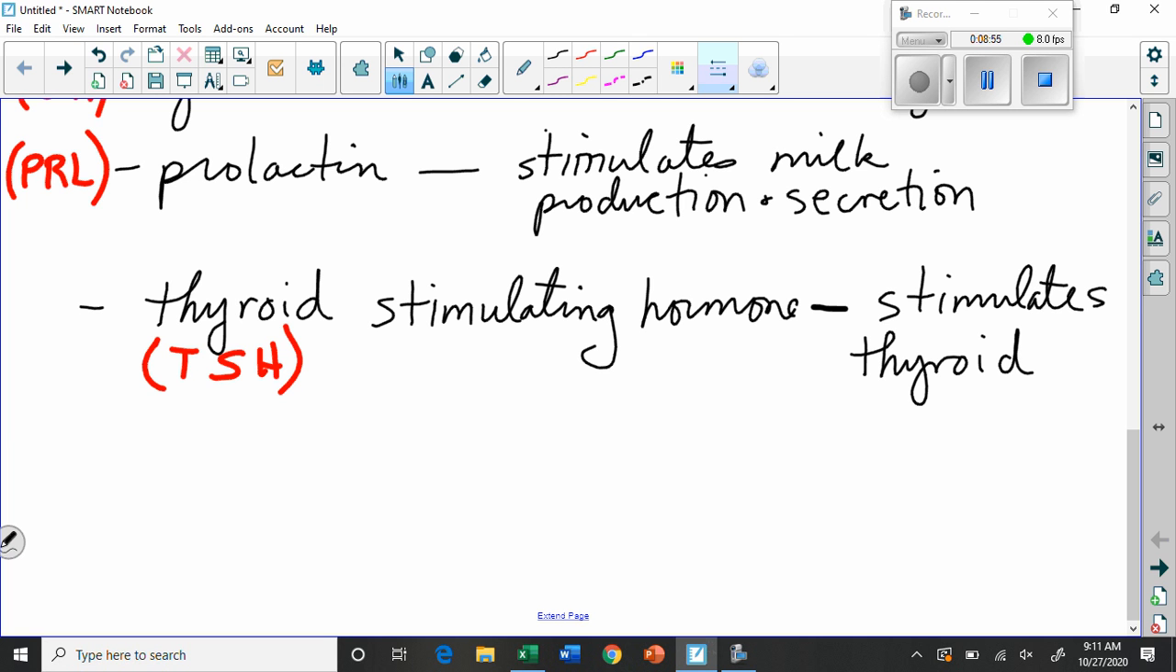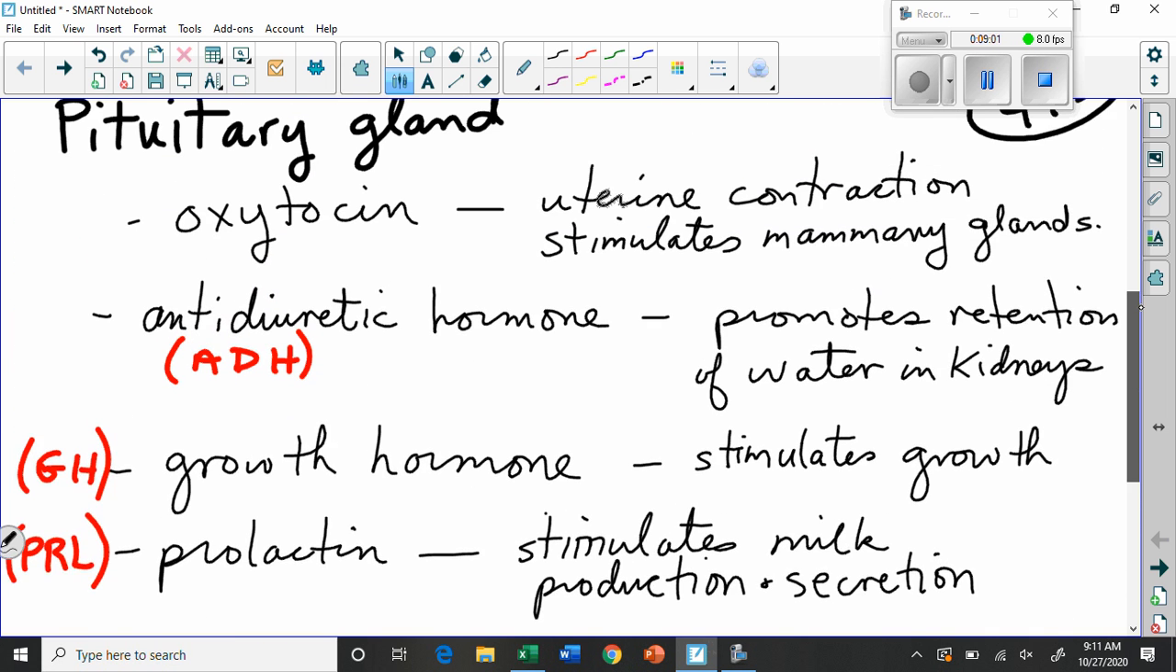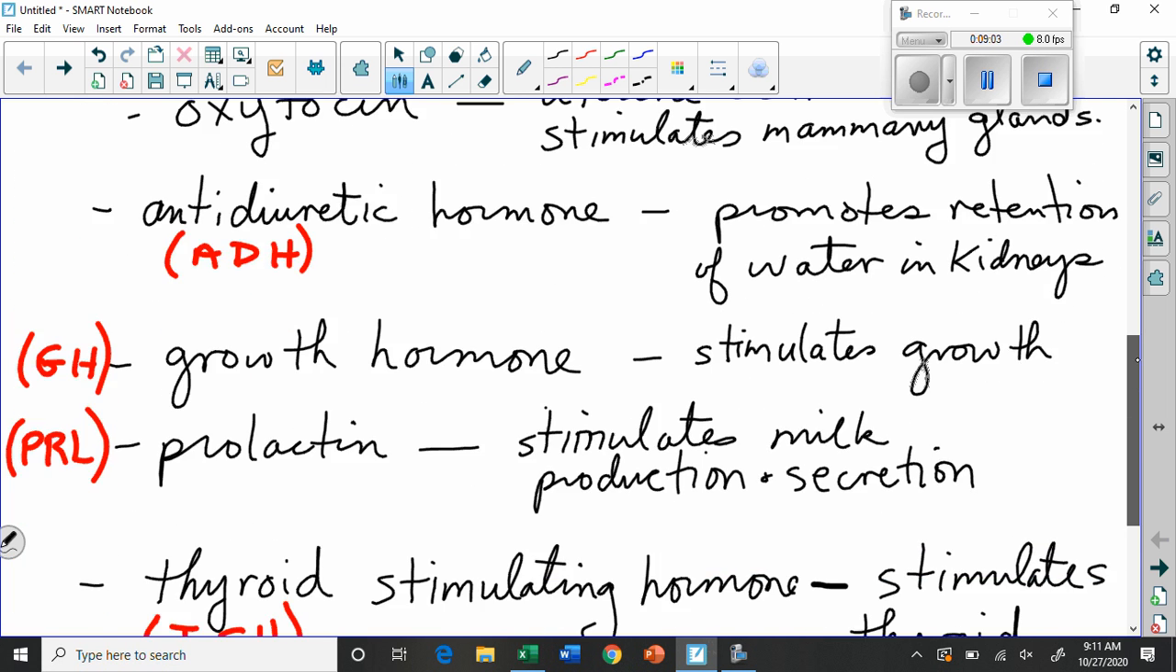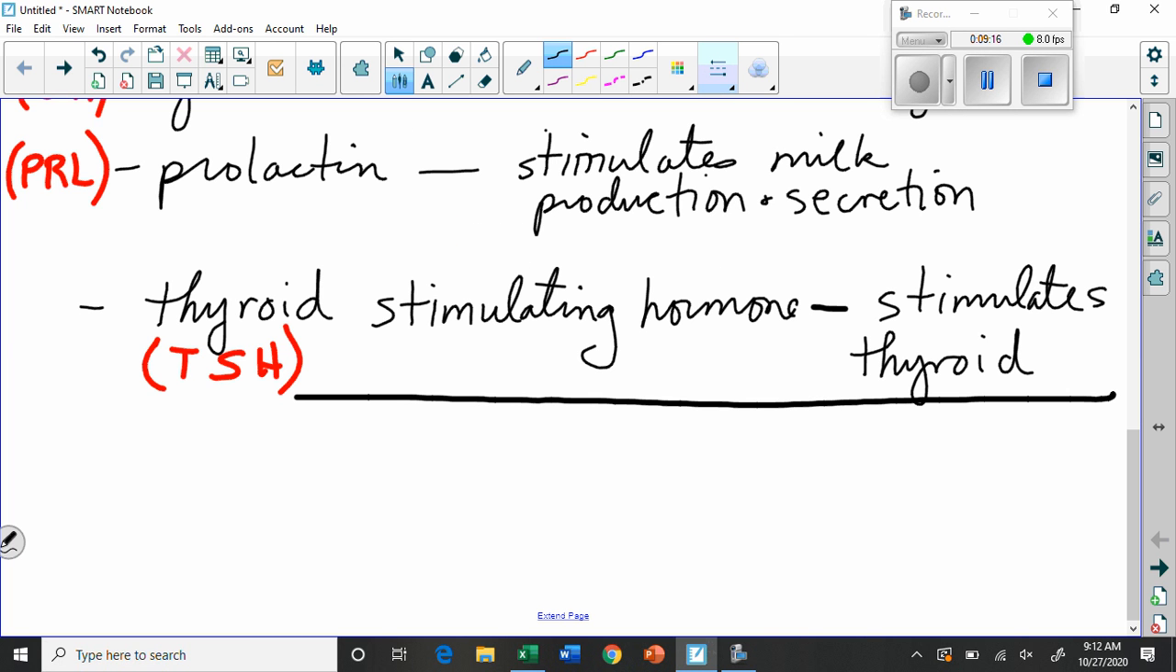Okay, I think that's all that we'll do for the pituitary gland. There's a few others, but we don't want to go crazy. So now let's talk about the thyroid, since we brought it up. I'll go thicker here. We'll draw a nice line. We'll talk about the thyroid gland.